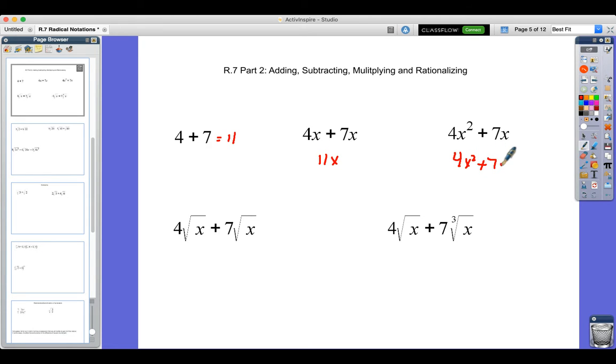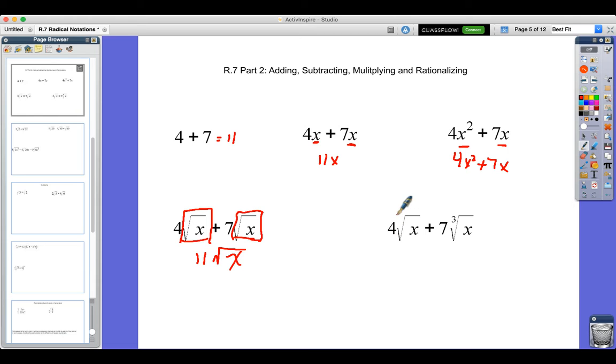Again, these get treated similar to numbers. If both are constants, you can add them. But if they're not the same, you can't add them. Here we had the same variable; here, these are two different types of variables. So let's look at 4 radical x plus 7 radical x. Are these the same, meaning is the radicand inside the same? They are, so when you add them, you get 11 radical x.